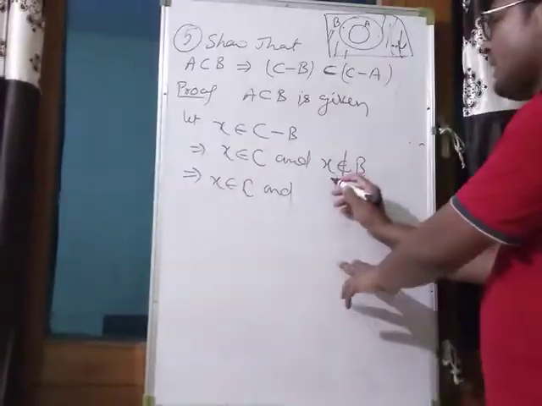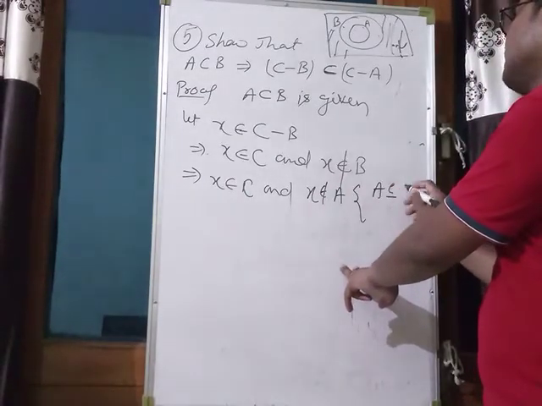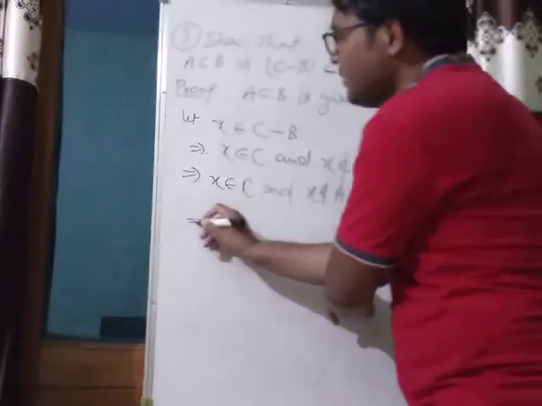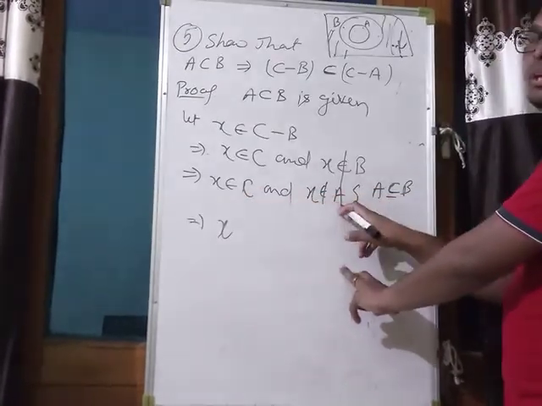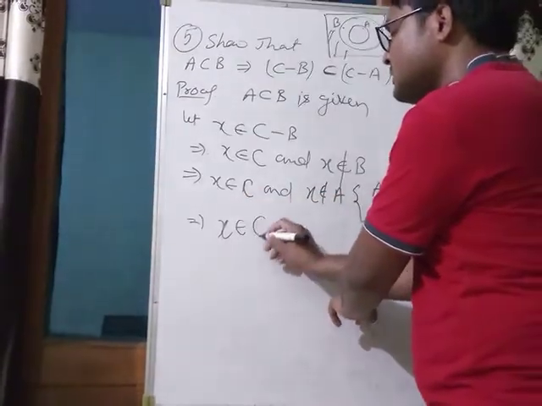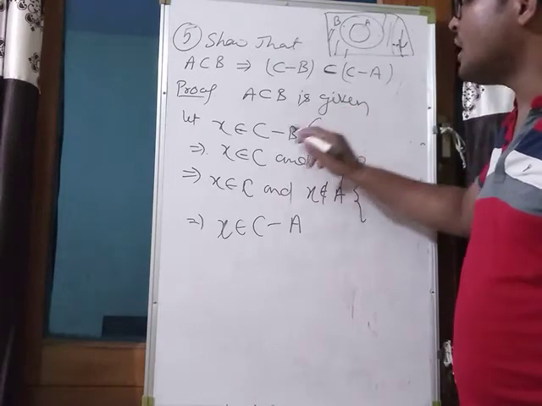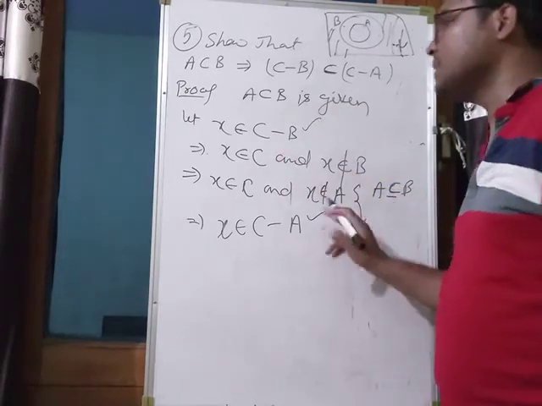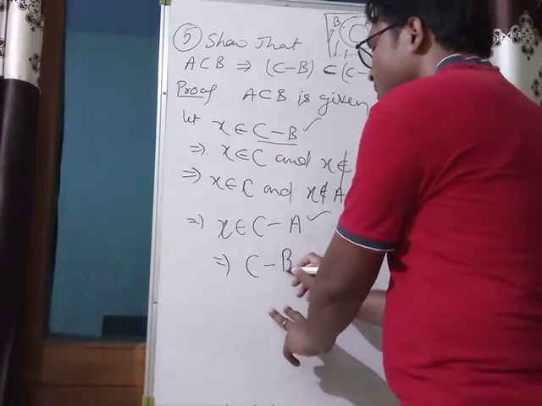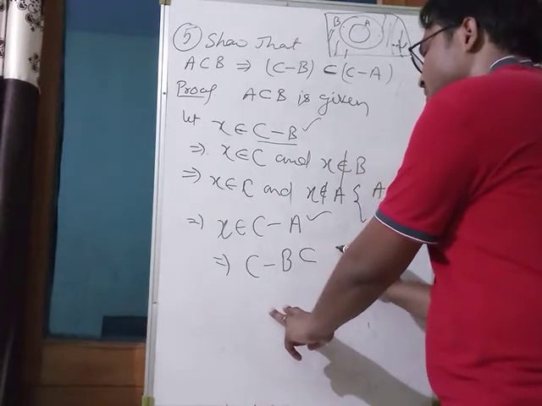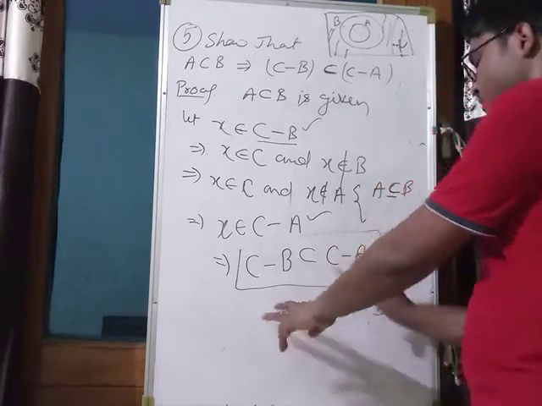Okay, that's why X does not belong to B. So X does not belong to A. Why? Because A is subset of B. It is given. Okay. Now again the definition of difference set. X belongs to C and X does not belong to A means X belongs to C difference A. See the definition of difference. Okay. So each element which belongs to C difference B belongs to C difference A, means clearly each element of this set C difference B belongs to C difference A, means that is the subset of C difference A. That is the proof of this question. Okay.